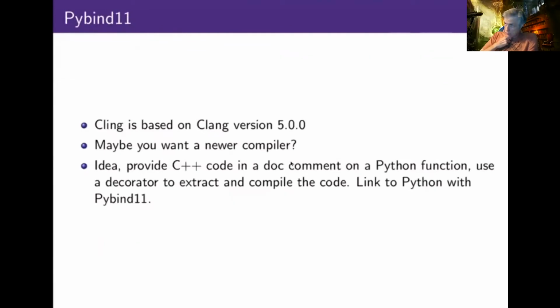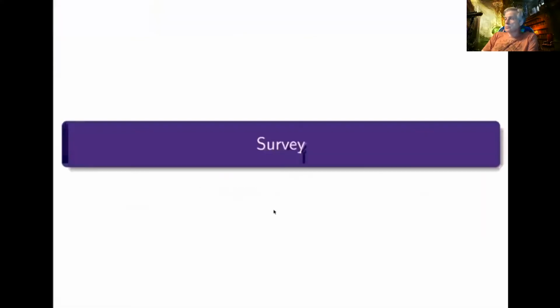Yet a third interface that we provide to C++ through the notebook is through PyBind11. So Cling is based on Clang version 5.0.0, and maybe you want a newer compiler for some particular language feature that you wish to test. The idea is to provide C++ code and a doc comment for a Python function, and then use a decorator to extract and compile the code, and then link it to Python with PyBind11. We'll show you demonstrations of all three of these technologies in a bit.